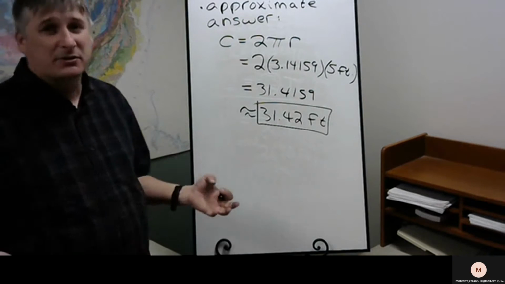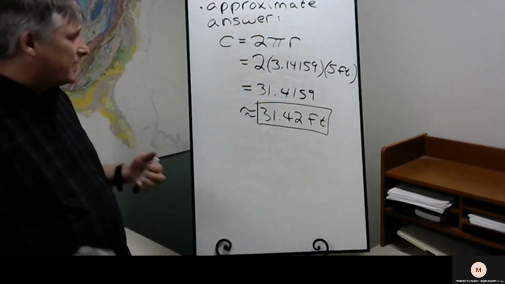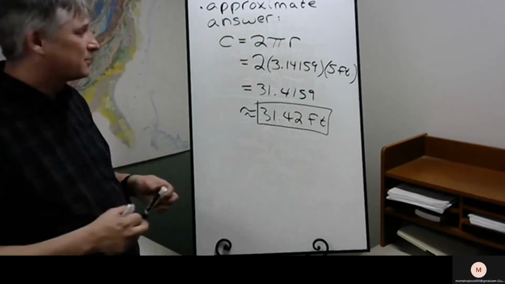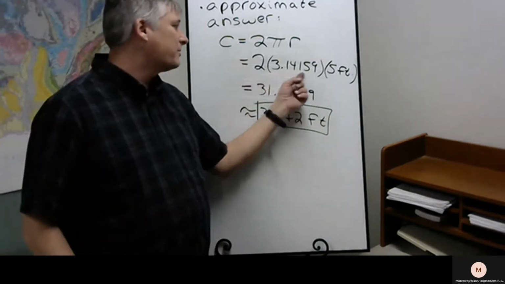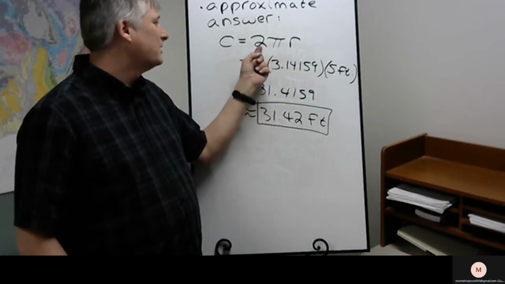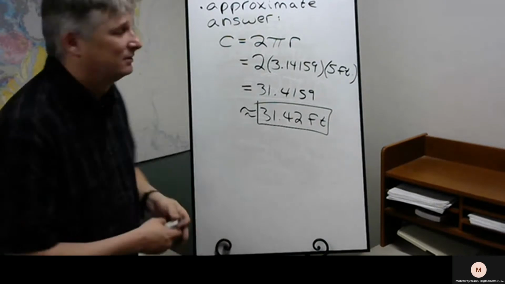Now, the other kind of answer you're going to get is what's called an exact answer. And the text will sometimes ask for both. With an exact answer, we don't replace pi with an approximation. We just leave pi and deal with these 2 numbers. And we just leave pi attached.